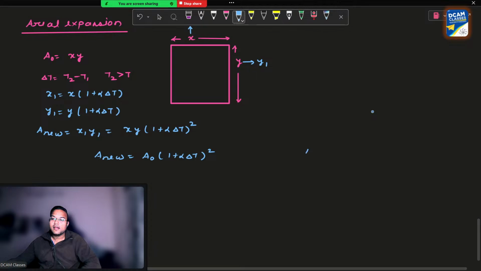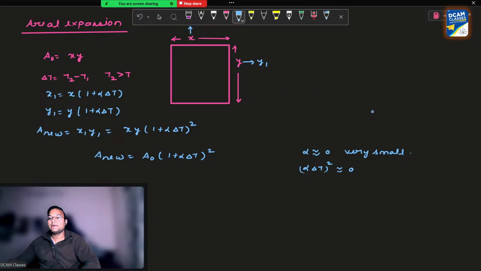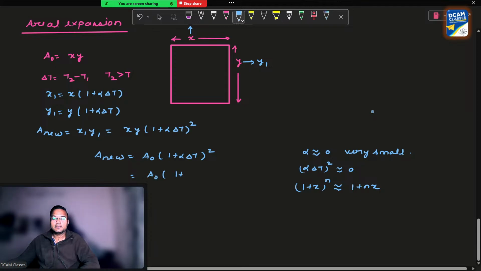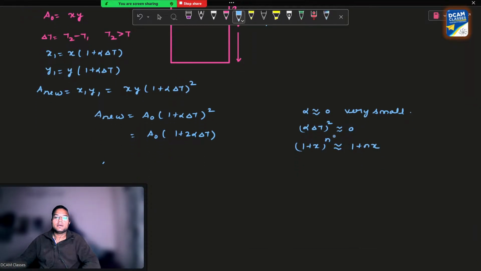Here alpha is actually very small. So what happens, the alpha delta t whole square terms, or higher powers, become 0. So we actually use the binomial expansion: 1 plus x whole power n is approximately equal to 1 plus nx. So this becomes a naught into 1 plus 2 alpha delta t. This becomes our new formula.